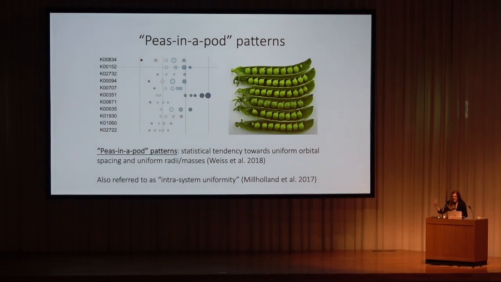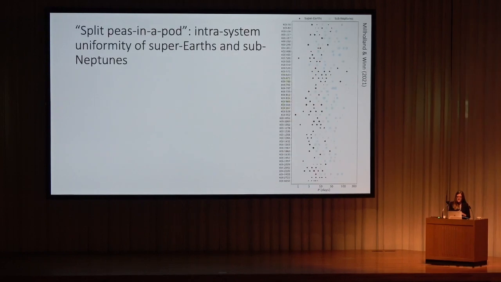So this really fascinating tendency that planets have nearly uniform spacing and nearly uniform radii and masses is known collectively as the peas in a pod patterns. This was coined by Weiss et al., and the same effect is also referred to as intersystem uniformity. One question that you might have, or at least I had, was, well, we know that these close-in systems are composed of planets in two size classes, super-Earths and sub-Neptunes. So how can that be consistent with intersystem radius uniformity?